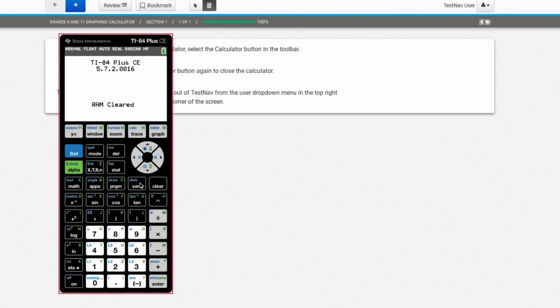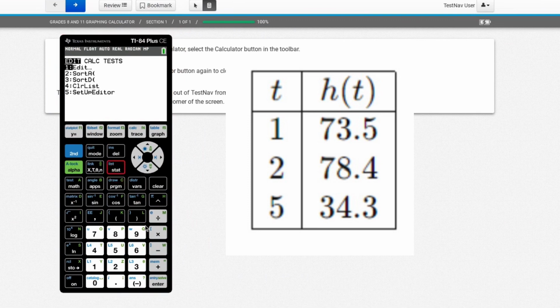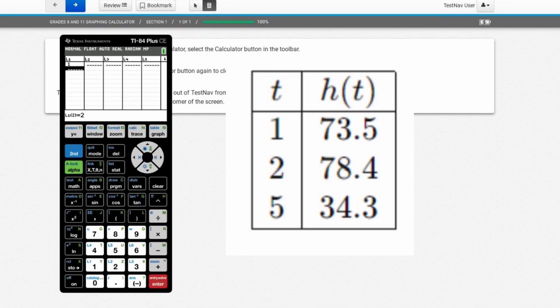All right, quadratic regression, just like any regression, starts with you going to Stat, hitting Edit, and plugging in the values that you had. The 3 x values, or in our case, the t values, were 1, 2, and 5. That matched up with 73.5, 78.4, and 34.3, respectively.